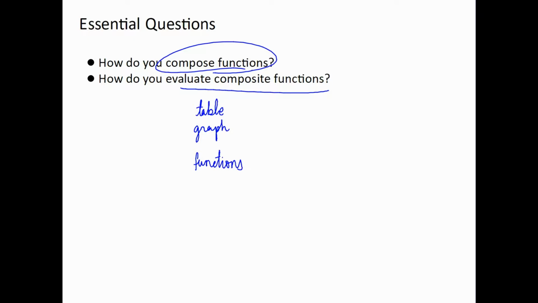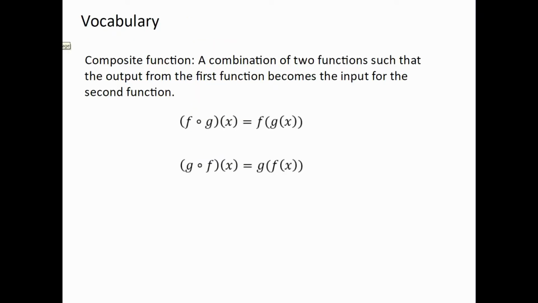What does that mean? Well, some vocabulary for you to get started is composite function: a combination of two functions such that the output from the first function becomes the input for the second function. So for output, don't forget, this is your y value. And your input, that is going to be your x value.